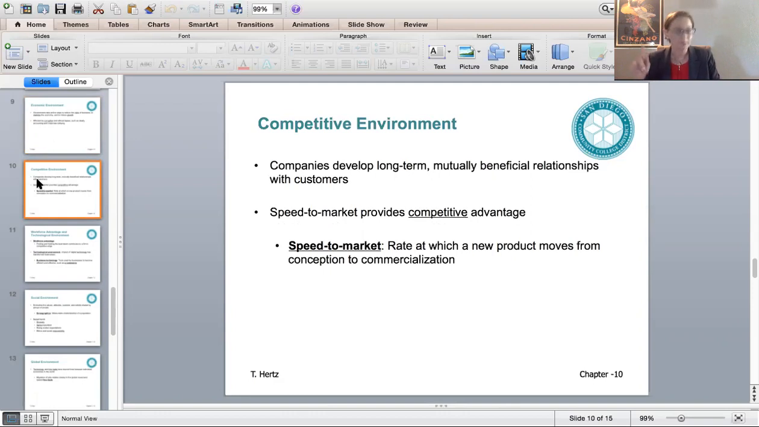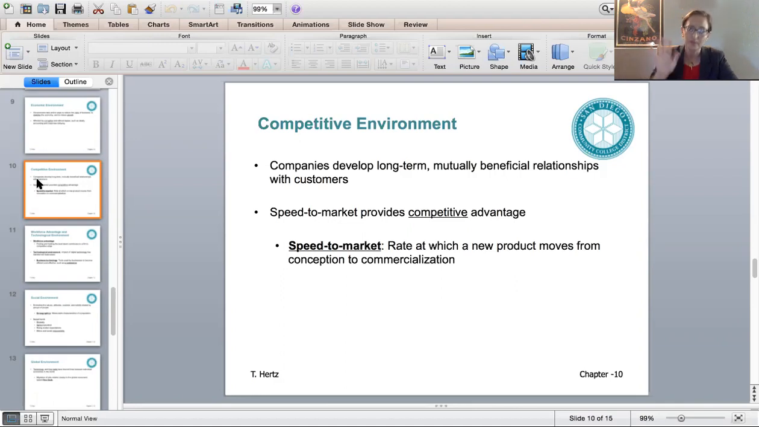Also, let's talk a little bit about the competitive environment. That has an impact on the business environment as well. So we said before, what era are we in now? I didn't hear you. We're in the relationship era of business in the United States. So companies need to develop that mutually beneficial relationship with the customers. It's so important if we want to be successful as a business. We need to listen to the customers and we need to give them what they want.